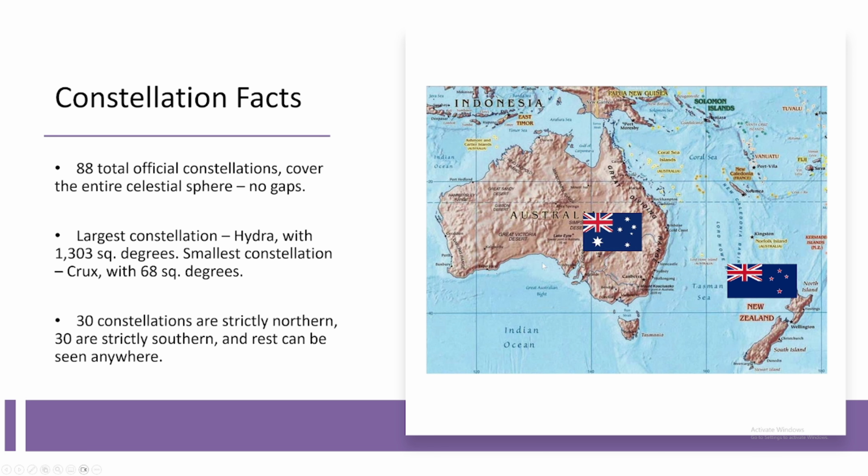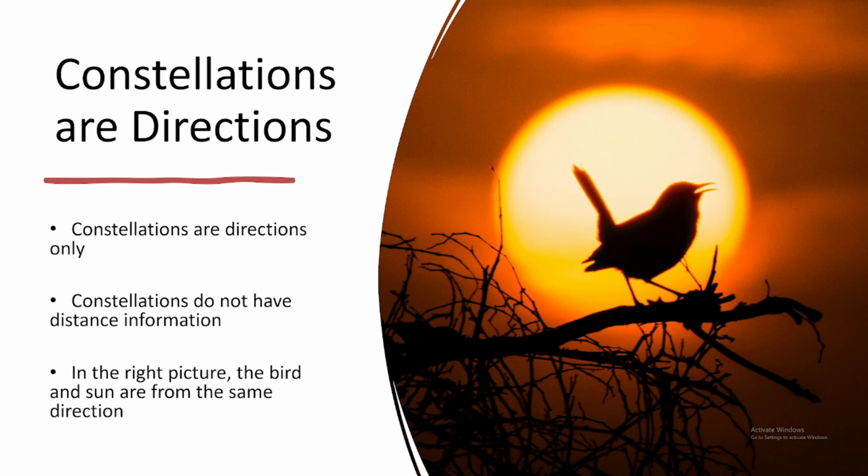Actually, you cannot see Crux from the northern hemisphere. You have to go to the southern hemisphere to see Crux. And that's why it's so unique that it is put on the national flags of Australia and New Zealand. There are 88 official constellations in total, but only 30 of them are strictly northern and 30 of them are strictly southern. And the remaining 28 can be seen anywhere. So it's about 1/3, 1/3, and 1/3.